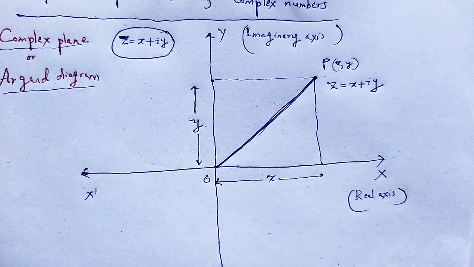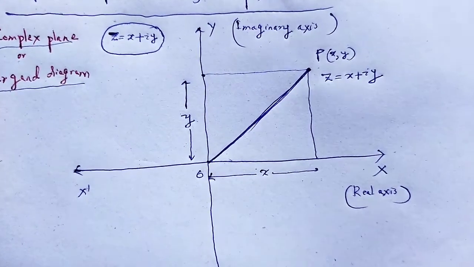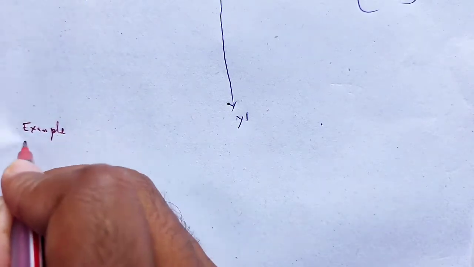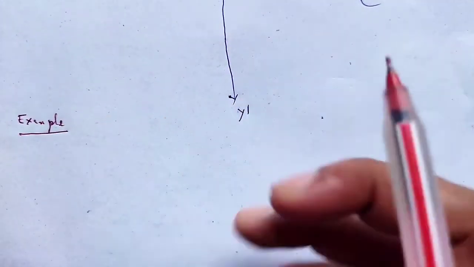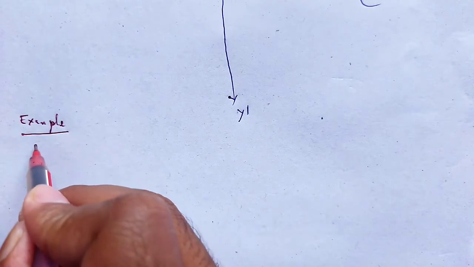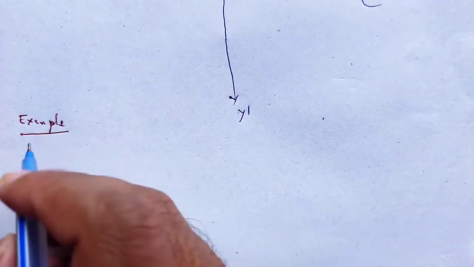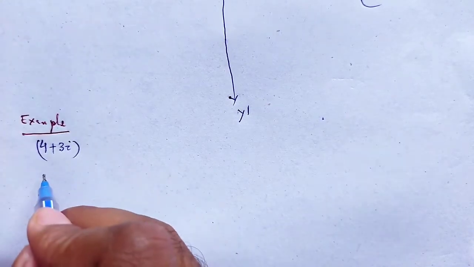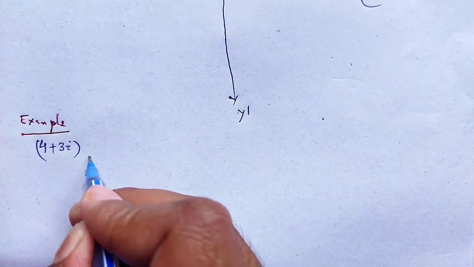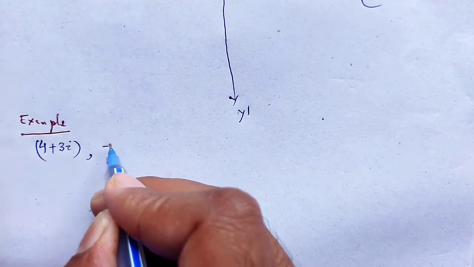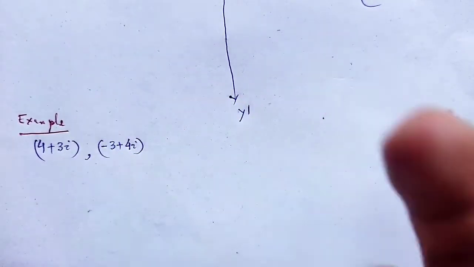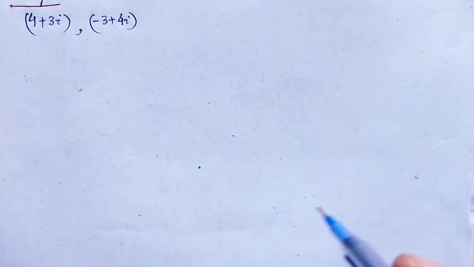Taking an example to show the complex number in a coordinate plane. Example, let us show the complex numbers 4 plus 3i and minus 3 plus 4i in the complex plane. Let me draw the complex plane.